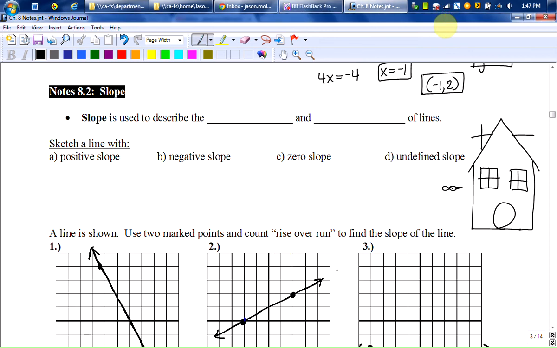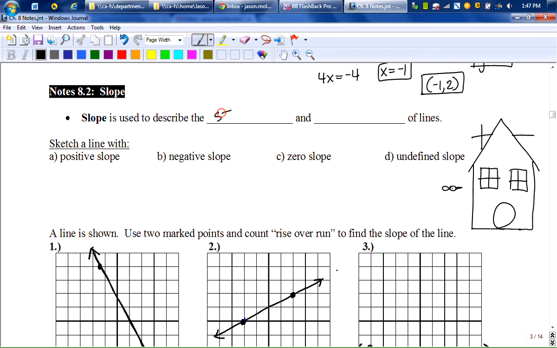This is the second lesson in Chapter 8, which focuses on slope. So this will be primarily a review lesson, and again we'll be looking at this through the lens of geometry. So slope tells us two things about lines.